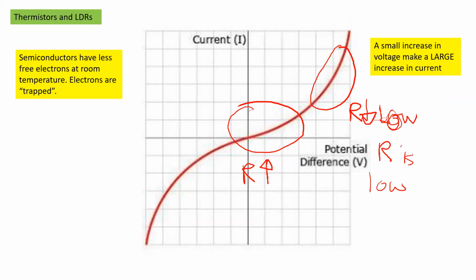Now that is because as you increase voltage, the I goes high very quickly. So here there's current I, and here it's voltage V. So for a small increase in voltage, you have a high increase in current.